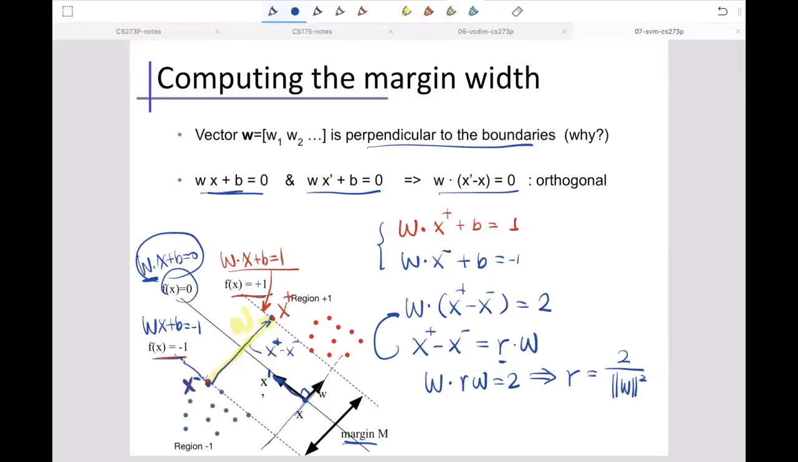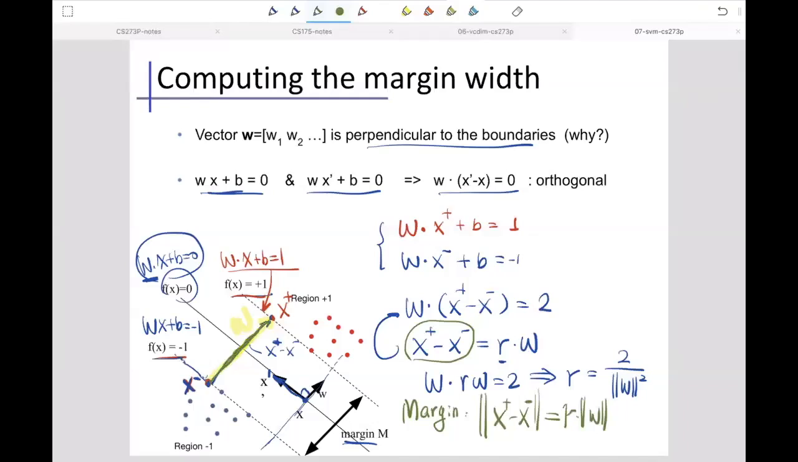Right now, what I have is this. I know x plus minus x minus is equal to r times w. And the margin, this is the quantity I'm interested in, is going to equal the length of x plus minus x minus, because that's this guy here. And I want to calculate that length. What is the length here? Well, this length is going to equal r times the length of w.